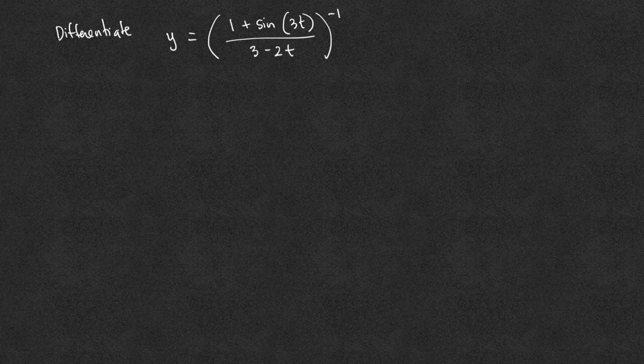Differentiate y equals the quantity 1 plus sine of 3t over 3 minus 2t raised to the negative 1 power. We can use the chain rule and then the quotient rule and then the chain rule, but it would be much simpler if we can rewrite it as 3 minus 2t over 1 plus sine of 3t, so that we don't have to use the outer chain rule with the negative 1 power. The negative 1 power is simply the reciprocal. That's why we flip it.